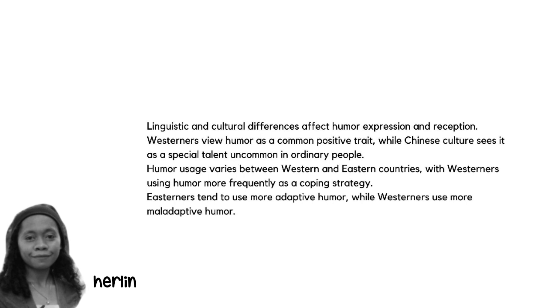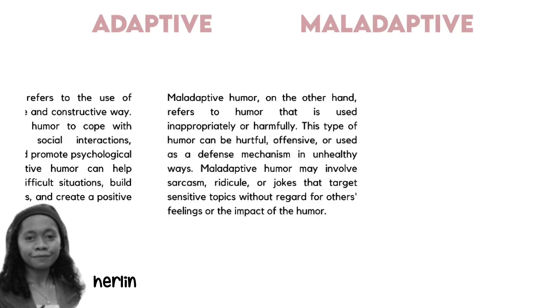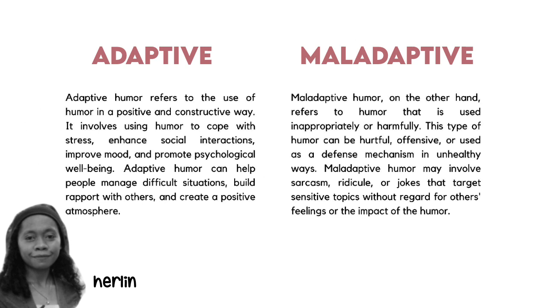What does it mean? Adaptive humor refers to the use of humor in a positive and constructive way. So it involves using humor to cope with stress, enhance social interactions, improve mood, and also promote psychological well-being. On the other hand, maladaptive humor refers to humor that is used inappropriately or harmfully. So it sometimes can be hurtful and offensive.